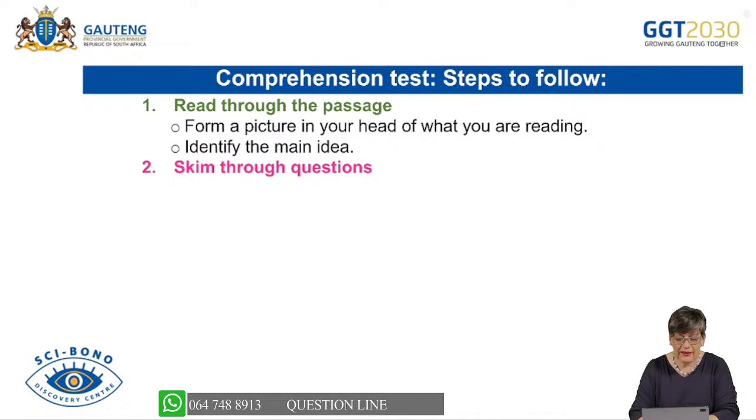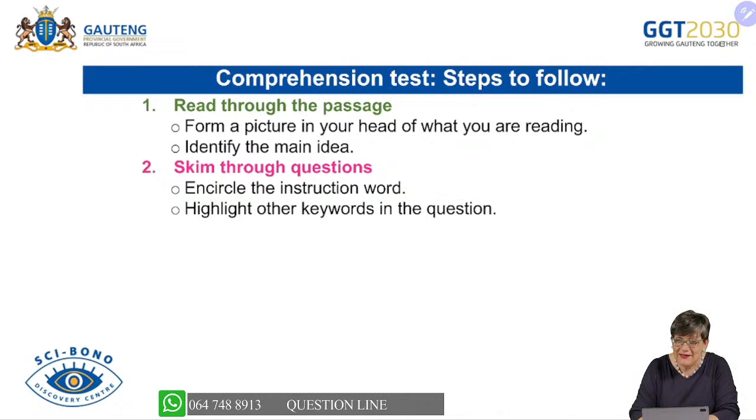After you've read the passage, go to your questions. Find your instruction word. Find those keywords. Now either highlight them or encircle them, but you have to know exactly what is required of you. So, just don't read them, work with them. Now, you've read the questions. You have a very good idea what is required. Now, read the text again.